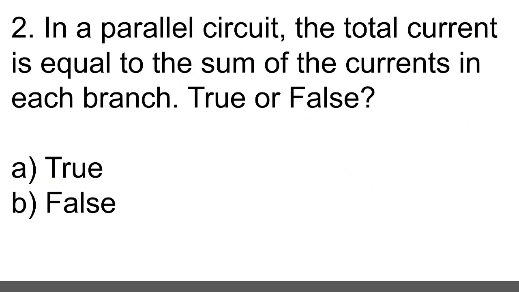Now, let's proceed with question number 2. In a parallel circuit, the total current is equal to the sum of the currents in each branch. True or false? Now, remember this one. You have these three types of circuits, right? We have the series circuit, we have parallel, and the third is a series-parallel type or a combination type.